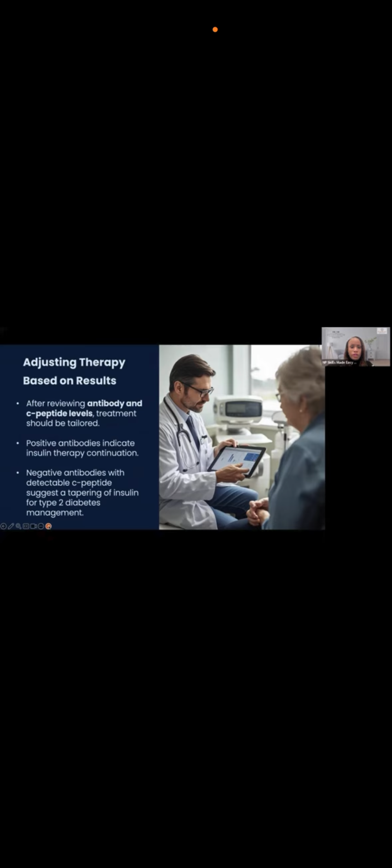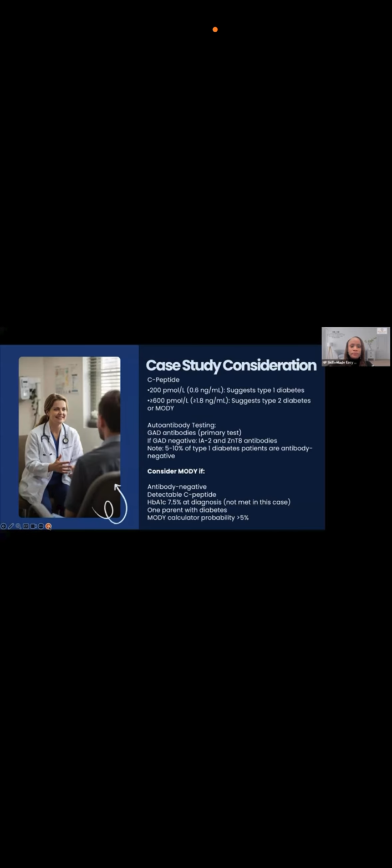So now we've gotten all our results back. We're definitely reviewing the antibody and the C-peptides, and then we're treating, again, based on what we have in front of us. So again, positive antibody would always indicate insulin therapy continuation. We're thinking more type 1 diabetes. Negative antibody with detectable C-peptide would suggest a tapering of the insulin. So you just pretty much stop the insulin for type 2 diabetes and continue this patient on the metformin. And then, of course, you can think about the oral anti-diabetics.